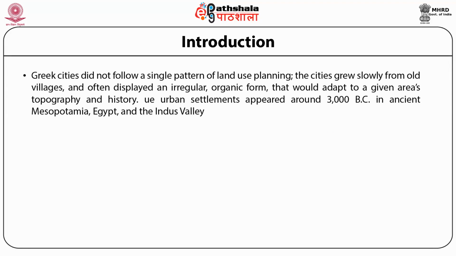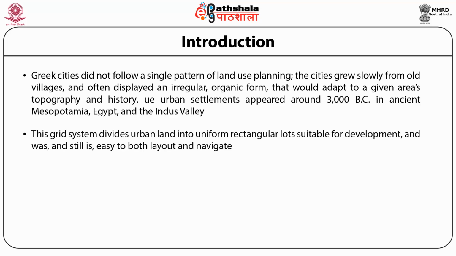Greek cities did not follow a single pattern of land use planning. The cities grew slowly from old villages and often displayed an irregular organic form that would adapt to a given area's topography and history. Greek colonial cities, however, were known to be planned prior to settlement using the grid system. The grid system divides urban land into uniform rectangular lots suitable for development and was and still is easy to both lay out and navigate.